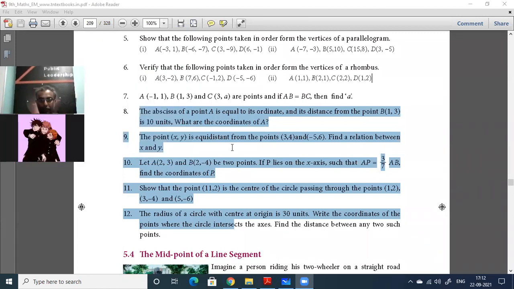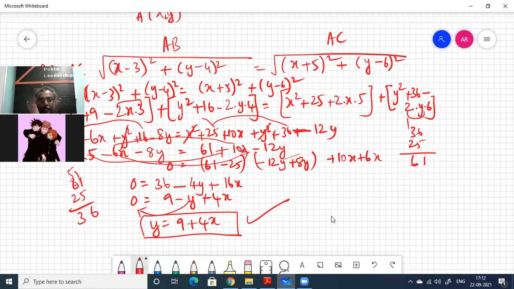Okay, now what were we doing? This is the answer: y is equal to 9 plus 4x. That is the relationship between x and y that they want. Now I will paste this. So all this calculation is very simple.